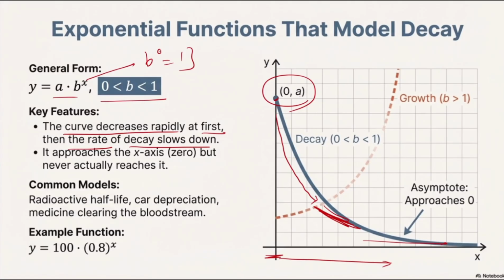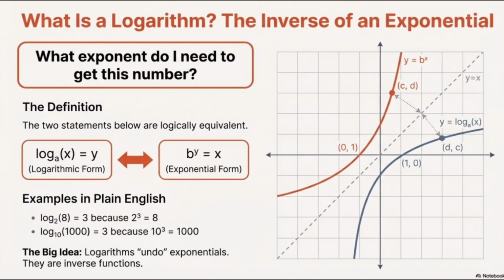So common models that we use for this are the radioactive half-life, car depreciation, etc. An example that we can have is 100 times 0.8 to the power of x. You can just draw it by giving some numbers to your x value and finding y itself.